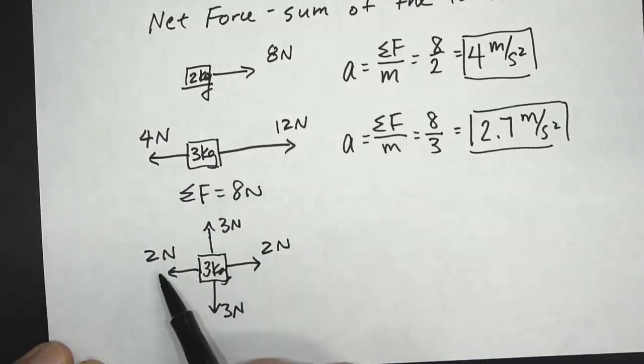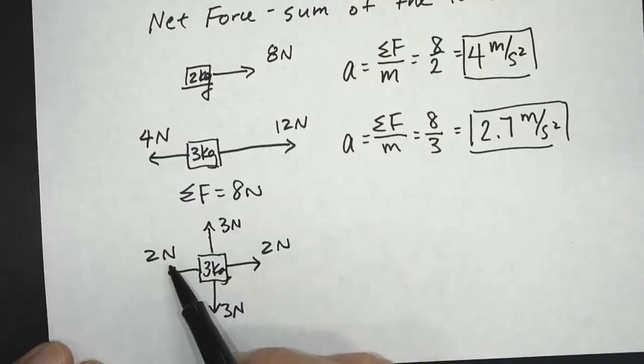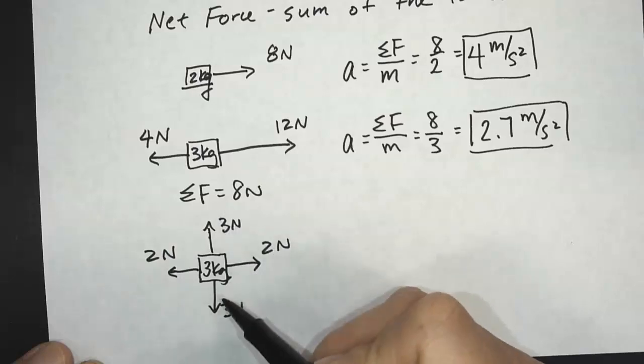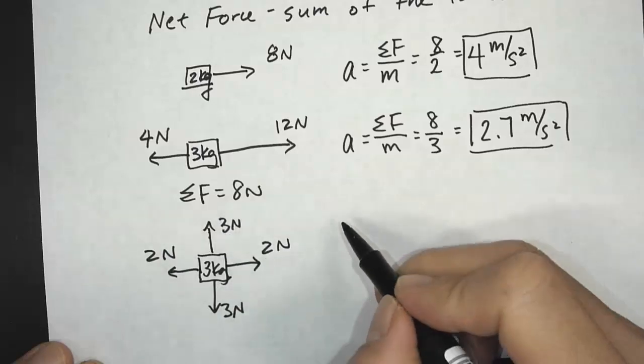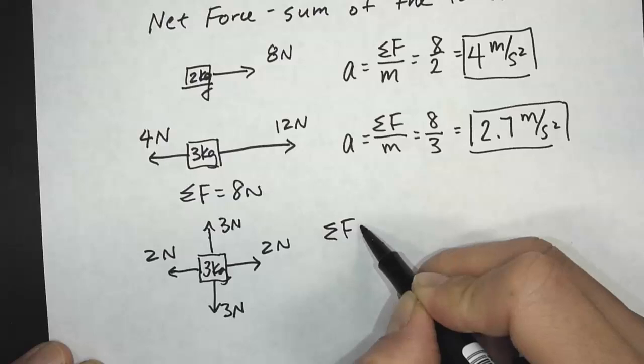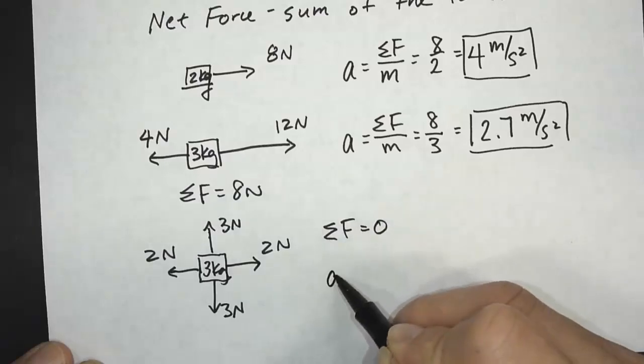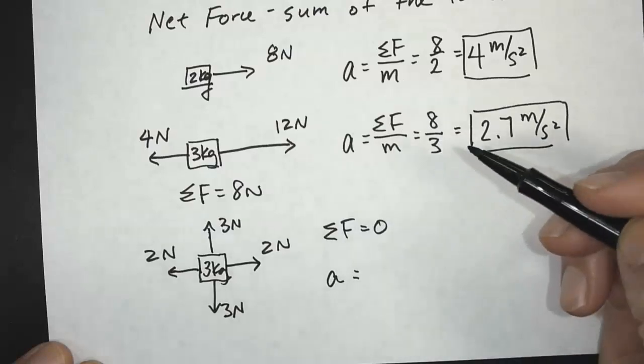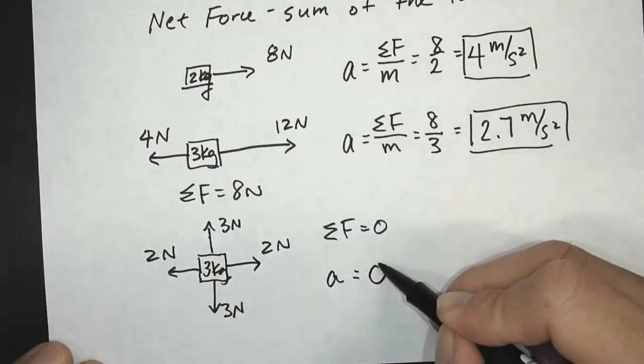Now what you're going to notice is that all these forces are balanced. There's 2 newtons to the left and 2 newtons to the right. Those are balanced. 3 newtons up, 3 newtons down. Those forces are balanced. So the net force here is 0. If the net force is 0, we don't even need to calculate, because 0 divided by anything is still 0. So the acceleration will be 0.